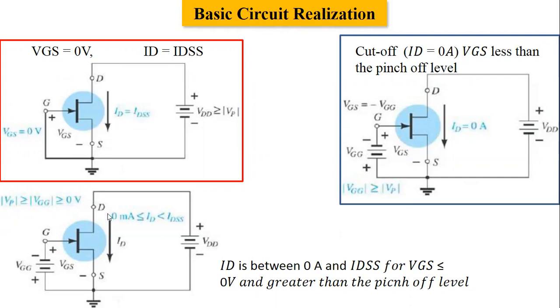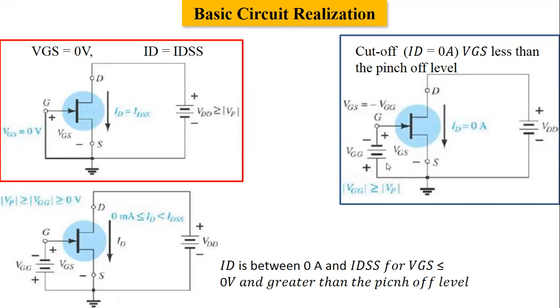And when the gate-to-source voltage applied is present between 0 volt and the pinch-off voltage, the drain current flowing from drain to source terminal is going to be between 0 and IDSS. This is the linear region, and the other is the saturation region.